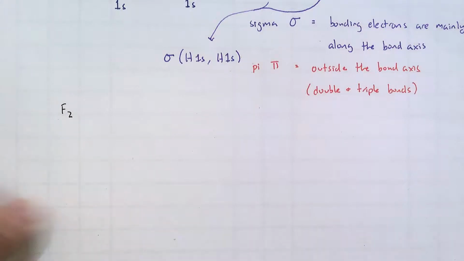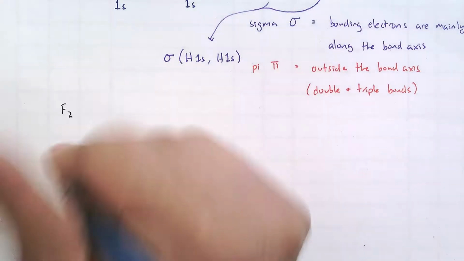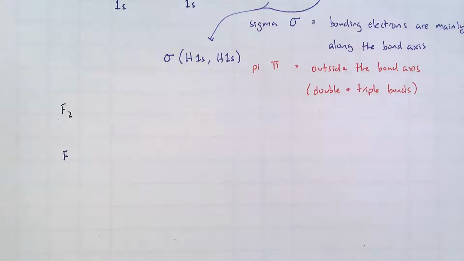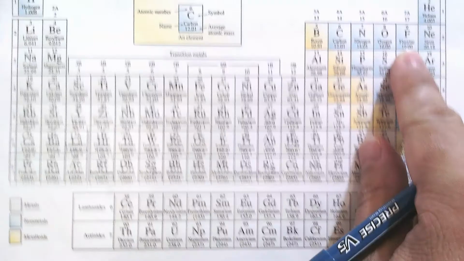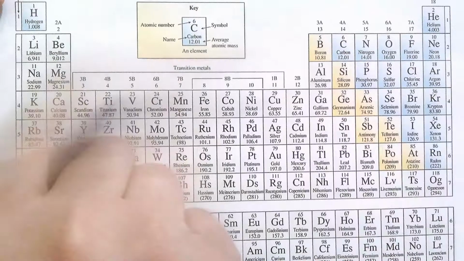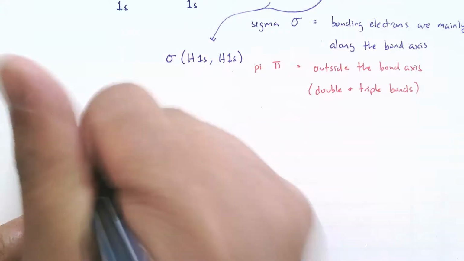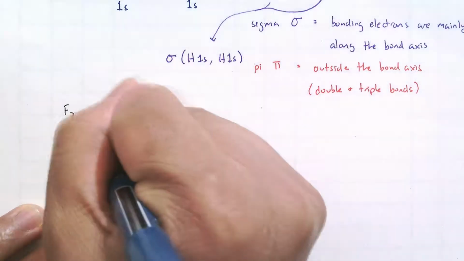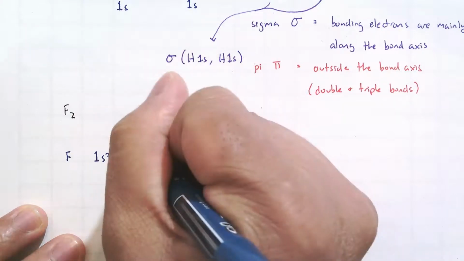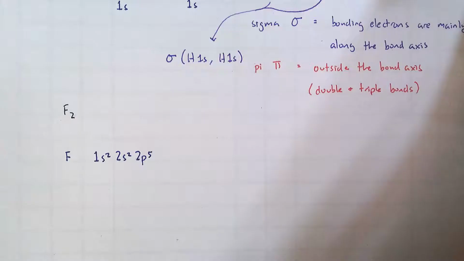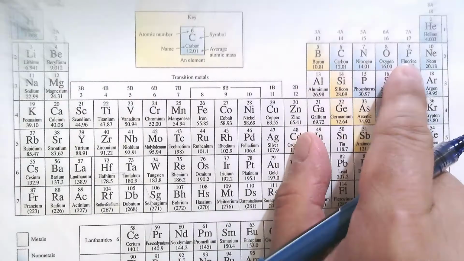So let's take a look at the electron configuration for F. Do you have your periodic table somewhere? F has 9 electrons, but how many valence? 1, 2, 3, 4, 5, 6, 7 valence electrons. But let's do the whole electron configuration. 9 electrons: 1s2, 2s2, 2p5. And again, practice your electron configurations: 2p, 1, 2, 3, 4, and 5.